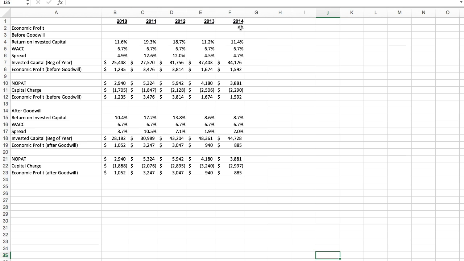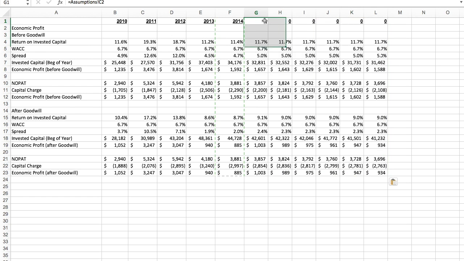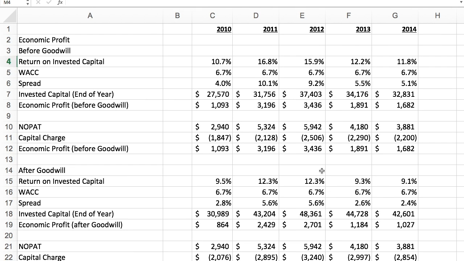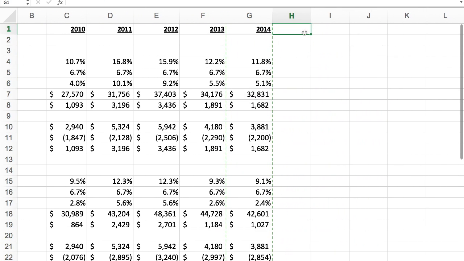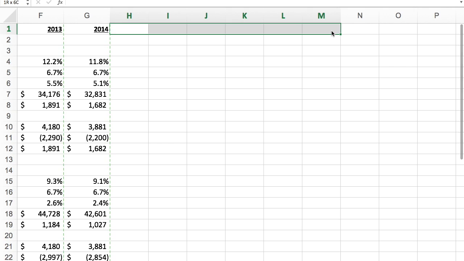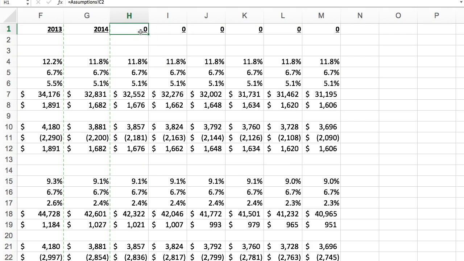Economic profit tab, same process. Take the 2014 economic profit, BOI, copy and paste that out 6 years. This one requires relative references for the years. I got balancing beginning of year economic profit, end of year economic profit. Take 2014, copy it, paste it out 6 years. I now have balancing end of year economic profit going through 2020.